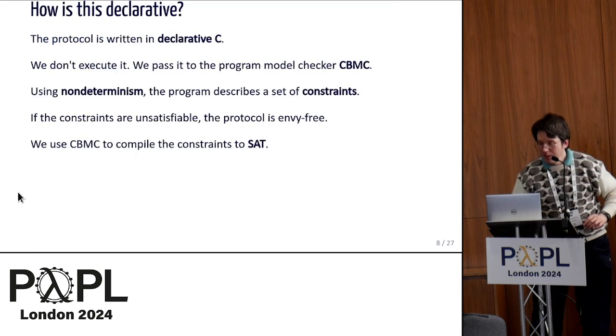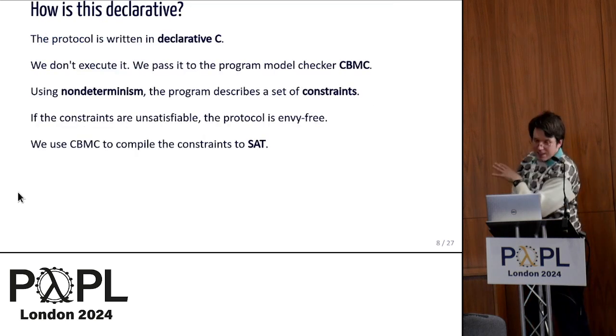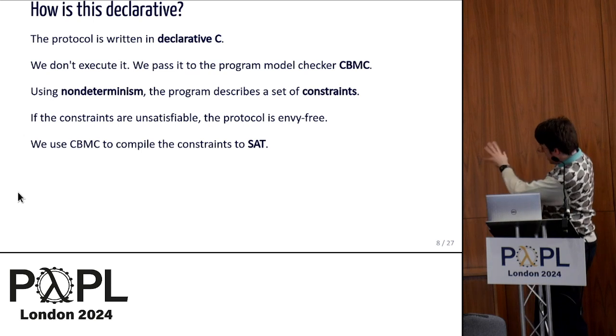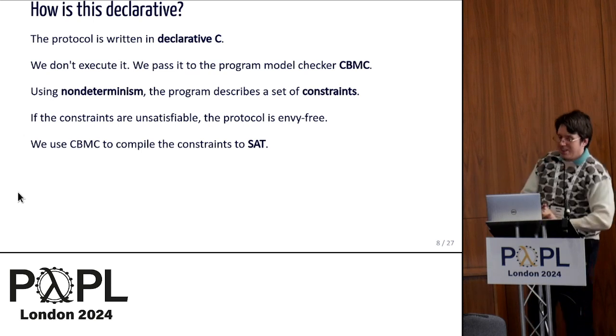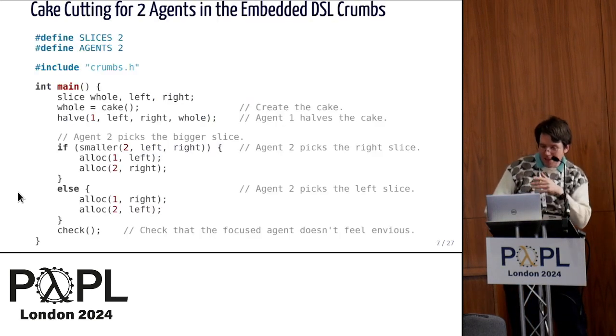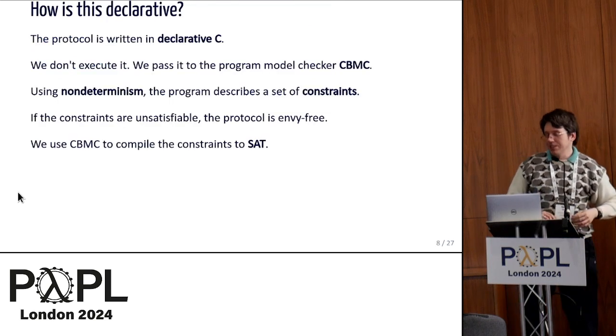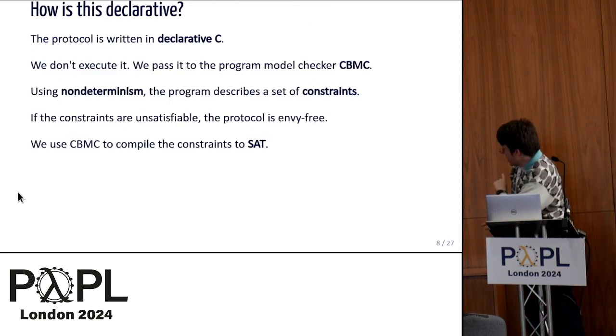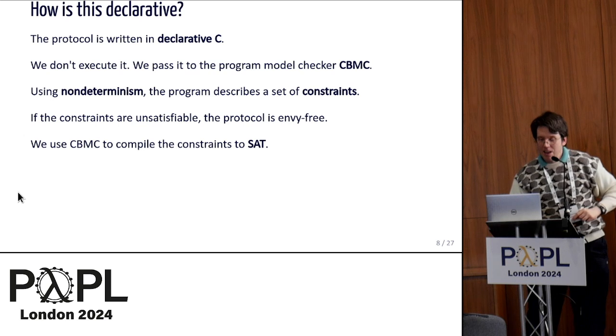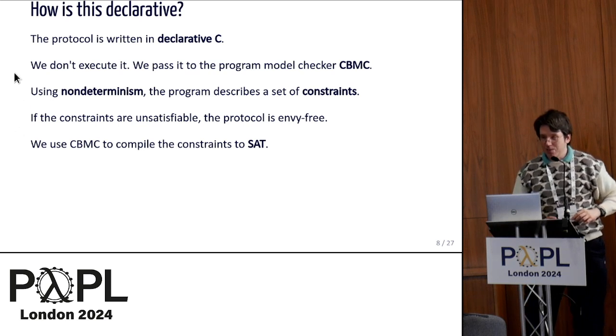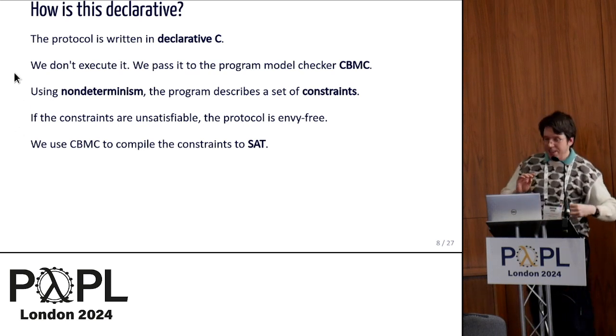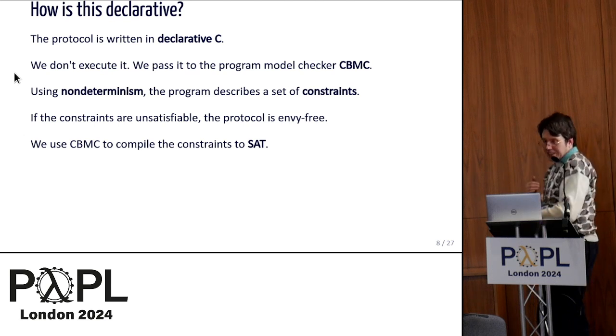So you might wonder, how is this declarative? Because it's basically imperative C with this sort of API that gives you cake cutting operations. And I claim it's declarative because we're not actually going to execute this program. It's a way of expressing a set of constraints.